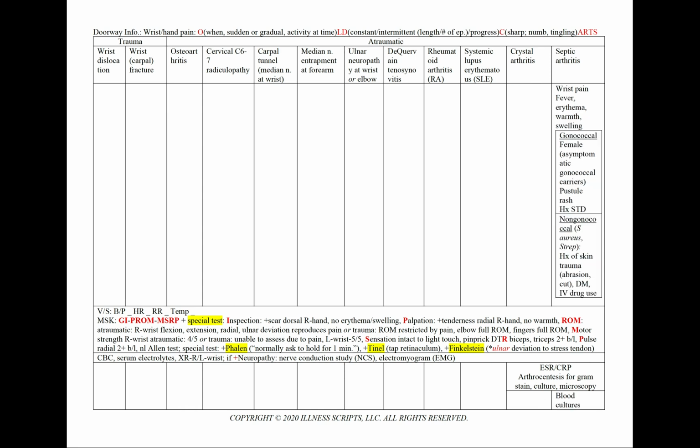And finally, in septic arthritis, we'll see wrist pain, and now with a fever in our vital signs, and as well in our inspection and palpation, we'll note erythema, warmth, and swelling. In the gonococcal form, commonly in females because they can be asymptomatic gonococcal carriers, we'll see a characteristic pustular rash and a history of STDs or multiple sexual partners. In the non-gonococcal Staph aureus or strep forms, we'll have a history of skin trauma, abrasions or cuts, diabetes, or IV drug use. And we'll add to our workup here blood cultures.